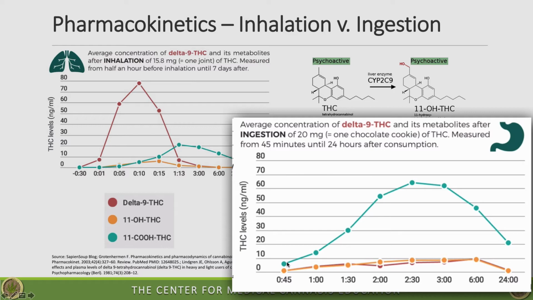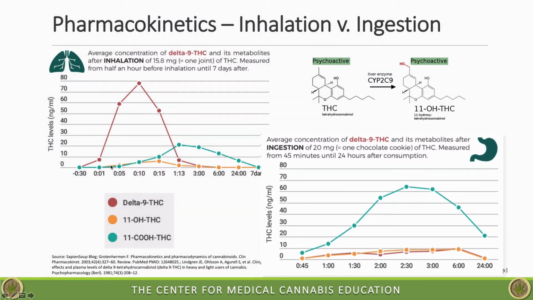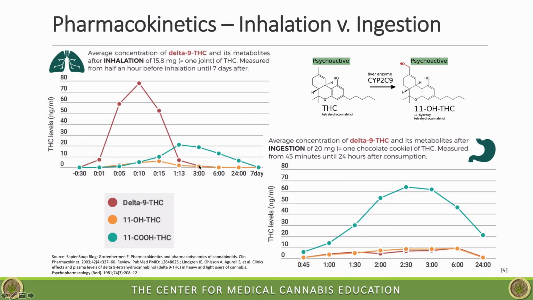In the graph on the right, we are looking at the same analytes after ingestion of a cookie containing 20 milligrams of THC. And we can see that the concentration of delta-9 THC actually is pretty low. It doesn't really have that same spiking profile, and the levels of 11-hydroxy-THC are actually greater for most of this than delta-9. In this other graph, really at no point was 11-hydroxy greater than delta-9. This profile is indicative of ingested cannabis. This profile is indicative of inhaled cannabis.